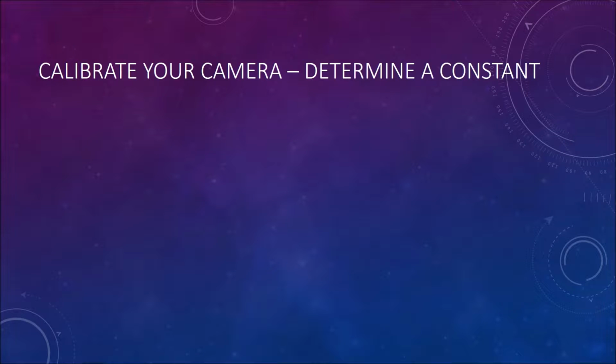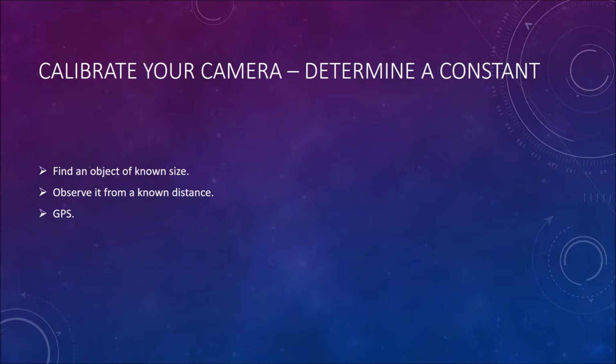First thing you need to do is to calibrate your camera and determine a constant which is particular to it. You need to find an object of a known size. For this I used an A4 sheet of paper, and you need to observe it from a known distance. There are two potential methods you can use. You can use a GPS for this.